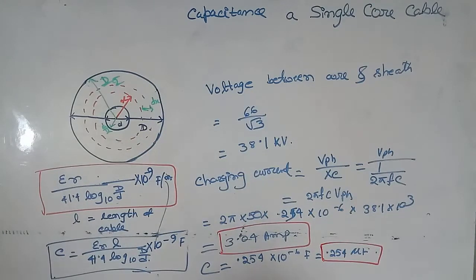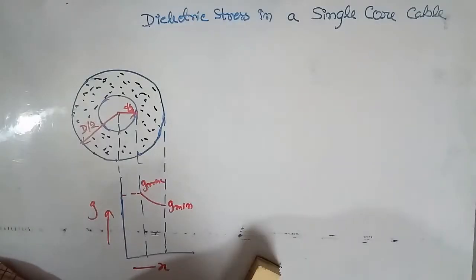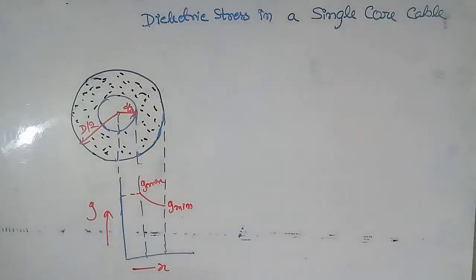Next one is dielectric stress in a single core cable. Now under operating condition, the insulation of a cable is subjected to electrostatic forces. Now these electrostatic forces are known as dielectric stress. The dielectric stress at any point in a cable is the potential gradient or electrical intensity at that point.